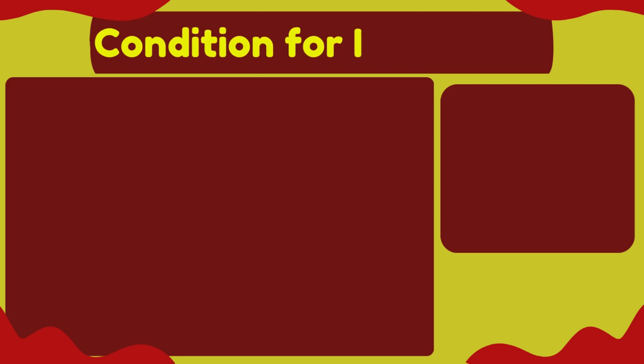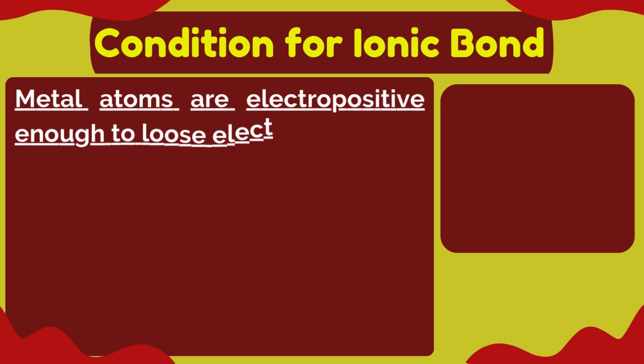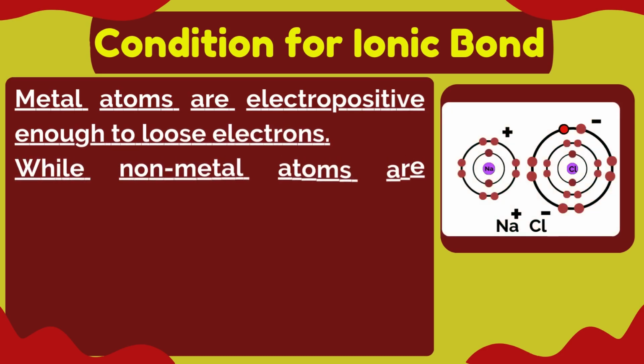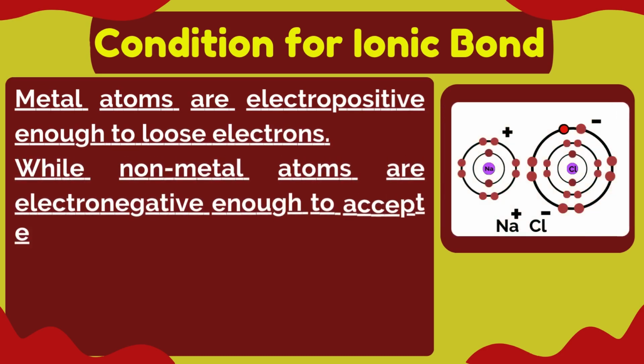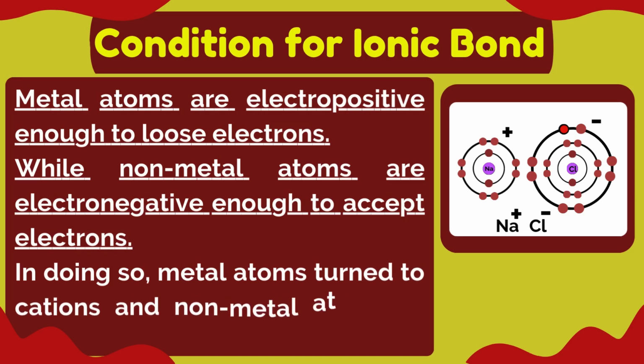Condition for formation of ionic bond. Metal atoms are electropositive enough to lose electrons, while non-metal atoms are electronegative enough to accept electrons. In doing so, metal atoms turn to cations and non-metal atoms to anions. Cations carry positive charges and anions carry negative charges. In the figure on the right hand side, you can see that Na+ and Cl- ions have their outer shells completed. They have the complete octet of electrons.